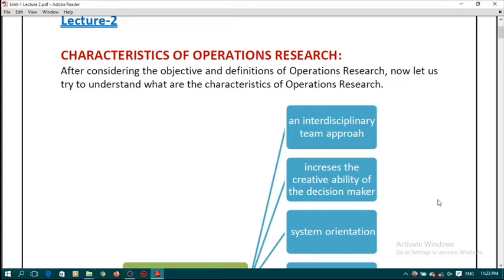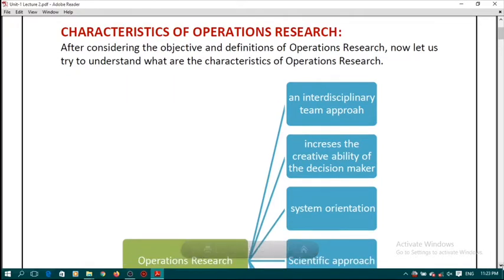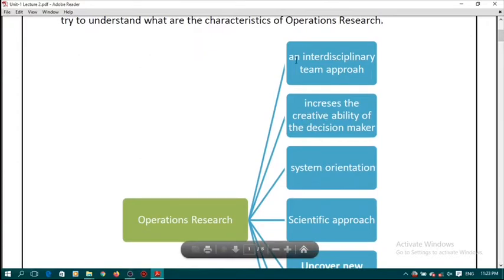So first one is, it is an interdisciplinary team approach. When you are dealing with a problem, you need different experts from different disciplines. Basically, teamwork is essential here, and that's why maybe one person is not able to have all kinds of knowledge regarding that problem, so we need different persons from different fields, and that's why it is an interdisciplinary team approach.